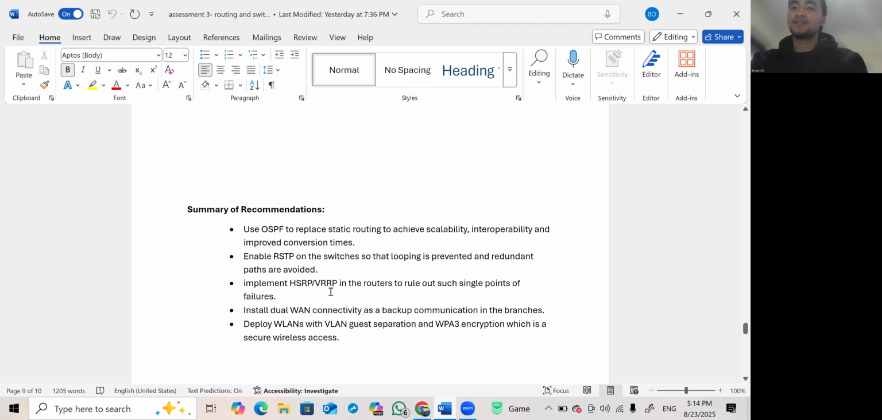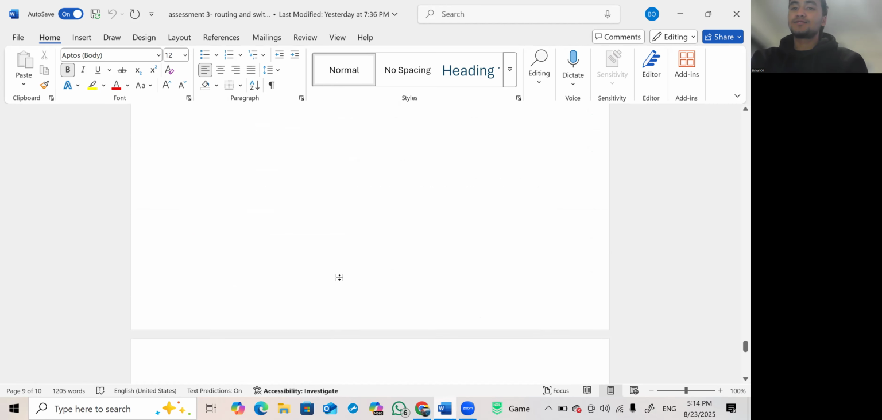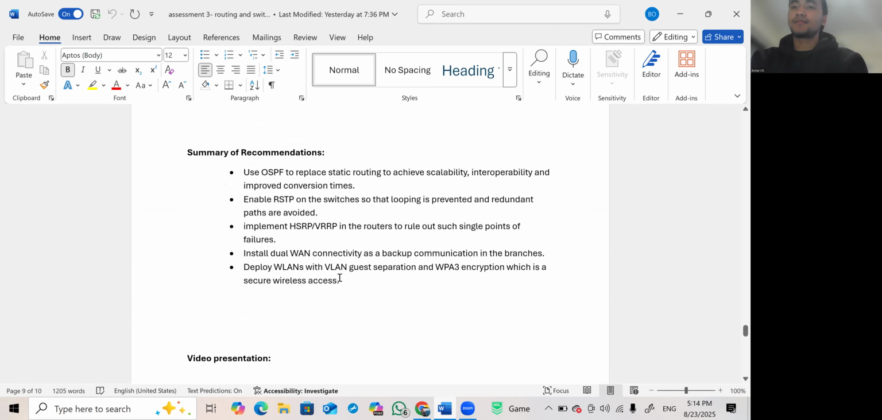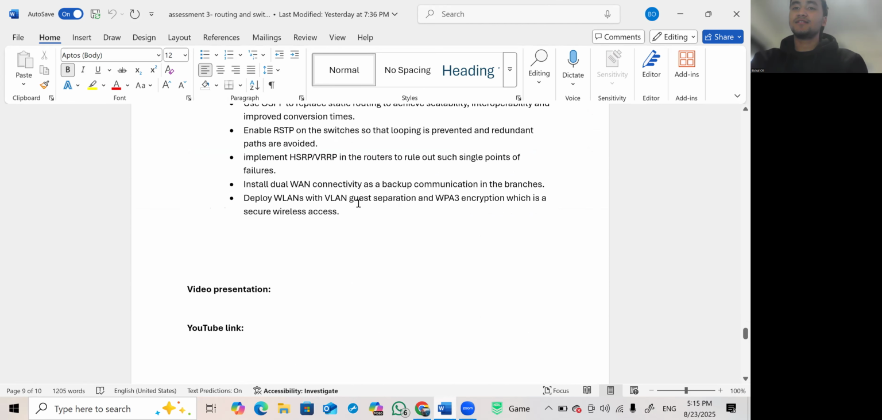Implement HSRP or VRRP in the routers to rule out single points of failure. Install dual WAN connectivity, and deploy WLAN with VLAN guest separation and WPA3 encryption, which is secure wireless access. From here, my fellow teammate will describe his recommendations on WAN, security, wireless redundancy, and other things.